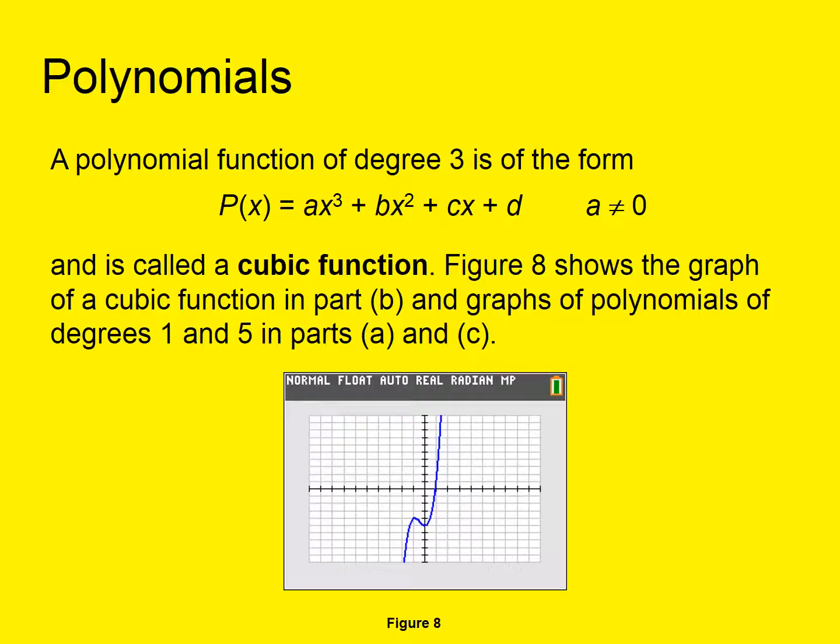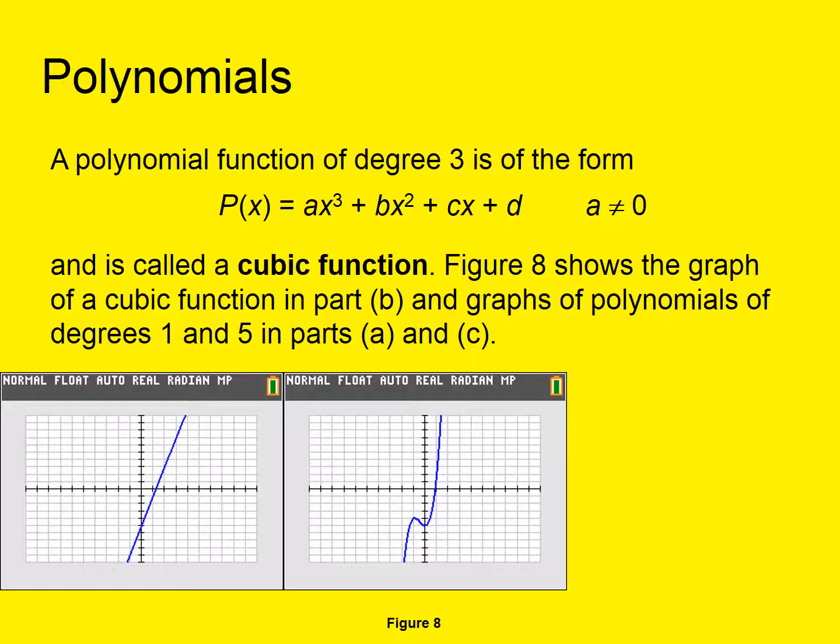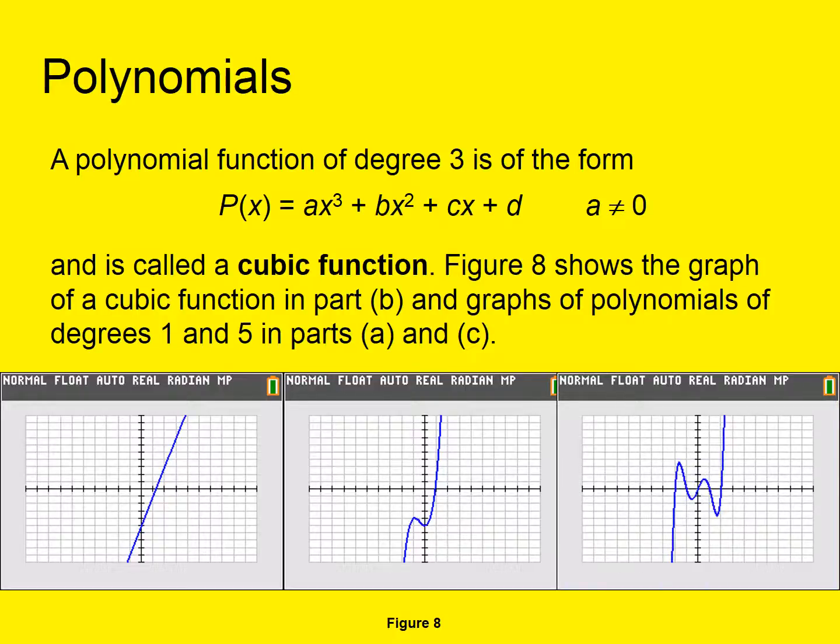A polynomial function of degree 3 is of the form ax cubed plus bx squared plus cx plus d, a not equal to 0, and is called a cubic function. Figure 8 shows the graph of a cubic function in part B, and the graphs of degrees 1 and 5 in parts A and C. So here's the polynomial function of degree 1. Here's the polynomial function of degree 5.